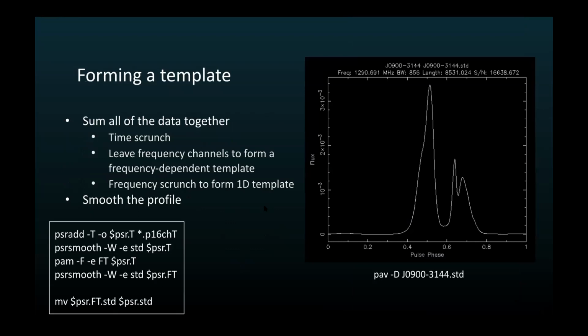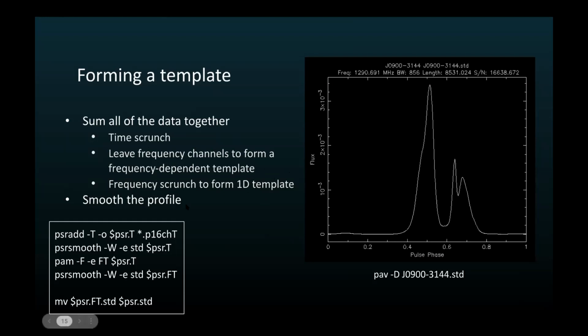Okay, so the next step was to form a template. So we sum all of the data together. So all of those reduced data, we time scrunch the combined data. And we have 2 ways to create a template. We can either leave all the frequency channels as they are, so there's 16 frequency channels, or we can sum in frequency or scrunch in frequency to form just a one-dimensional pulse profile.